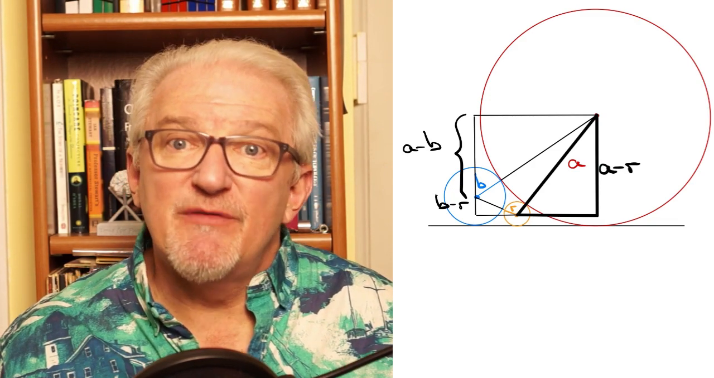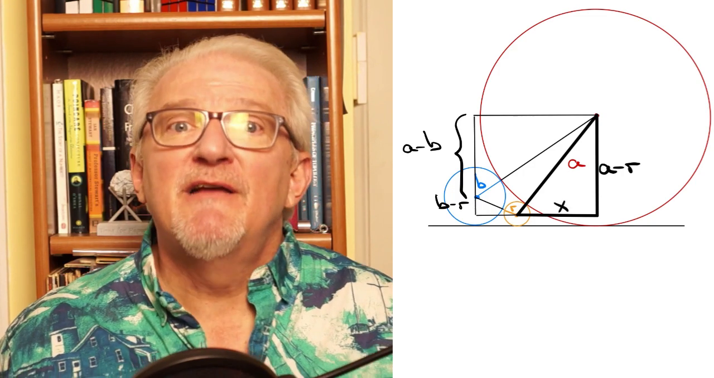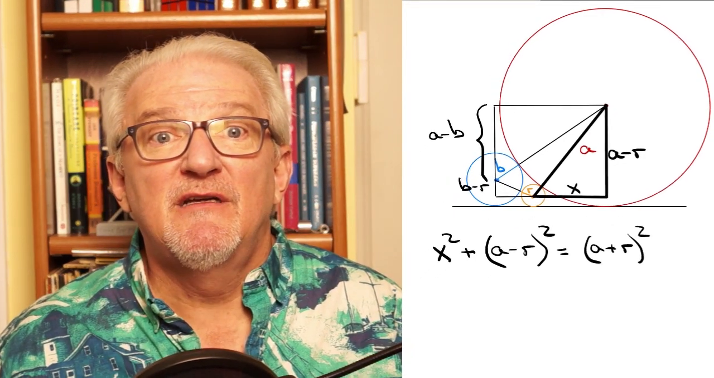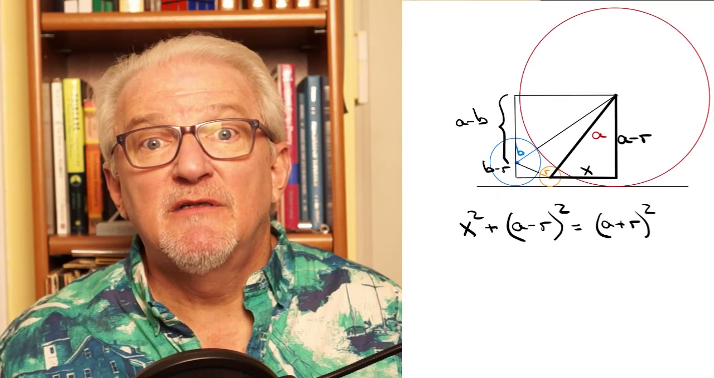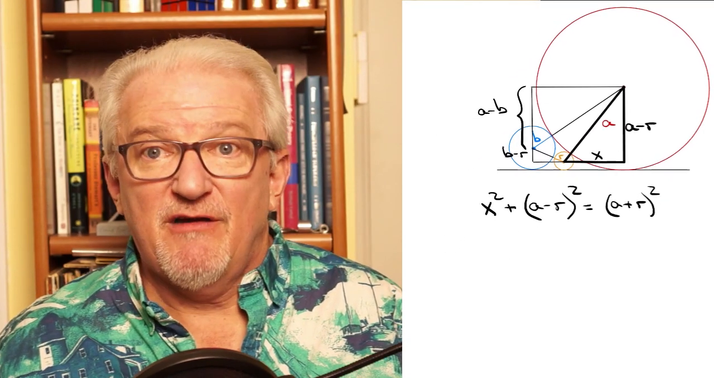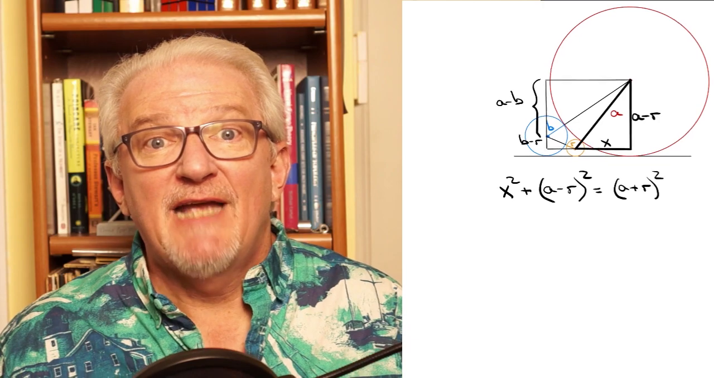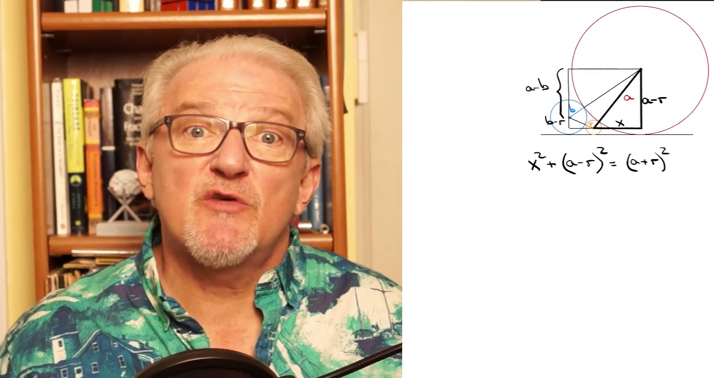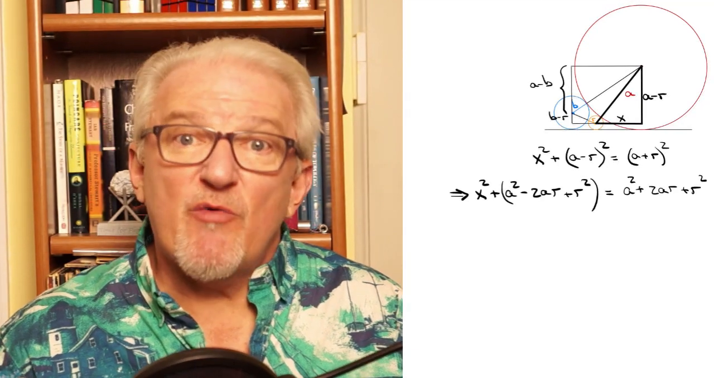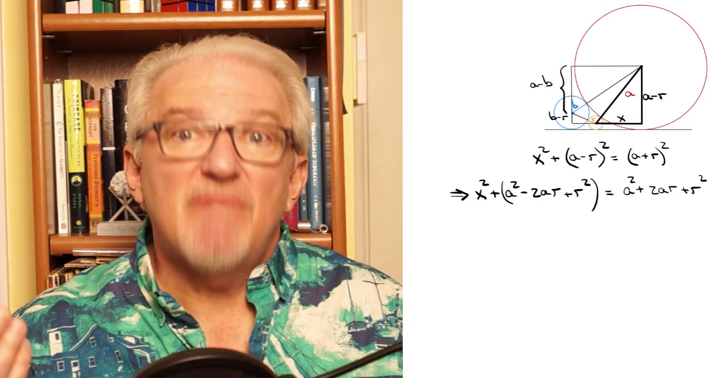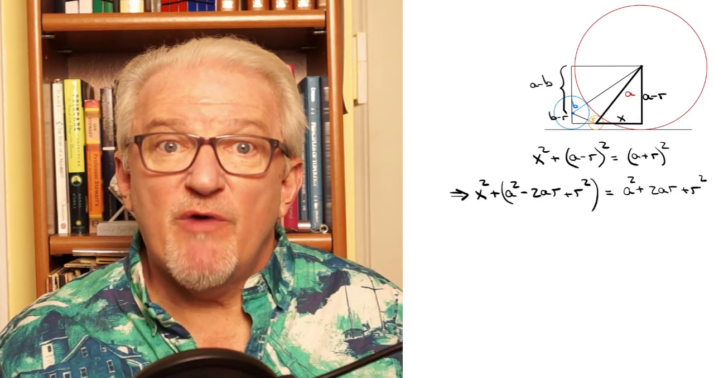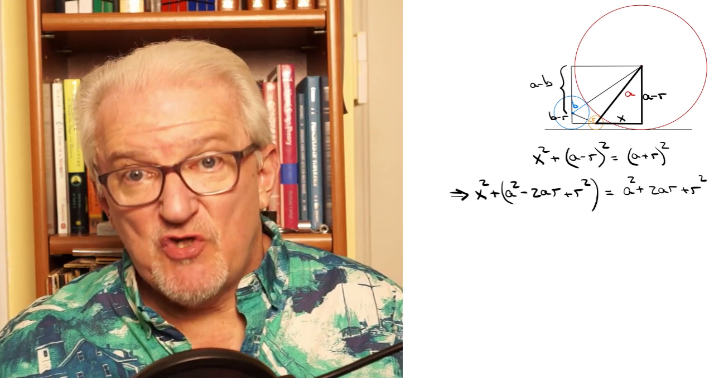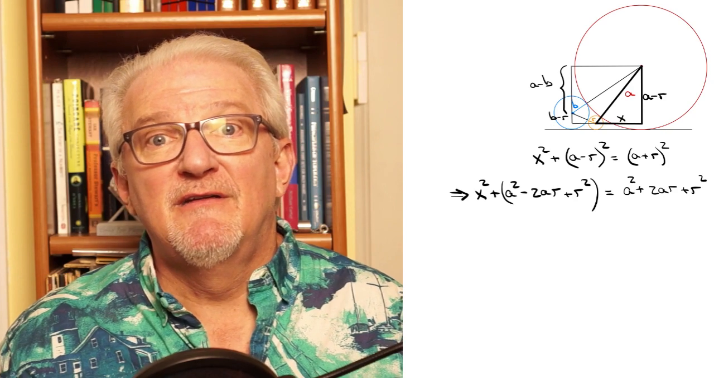If we label the length of the missing leg as x, then it follows from the Pythagorean theorem that x squared plus (a minus r) quantity squared is equal to (a plus r) quantity squared. And by expanding (a minus r) squared and (a plus r) squared, we get that x squared plus a squared minus 2ar plus r squared is equal to a squared plus 2ar plus r squared.